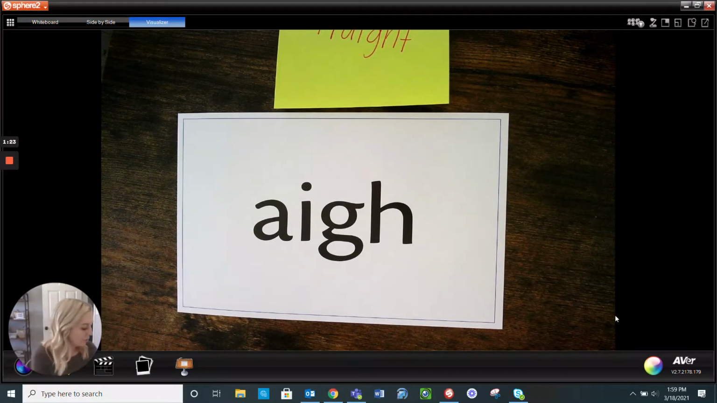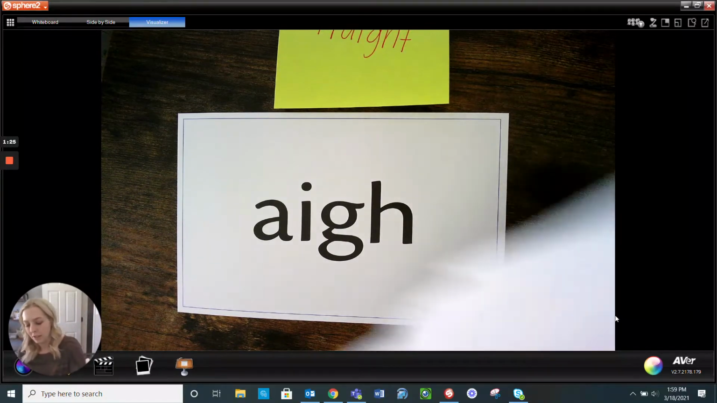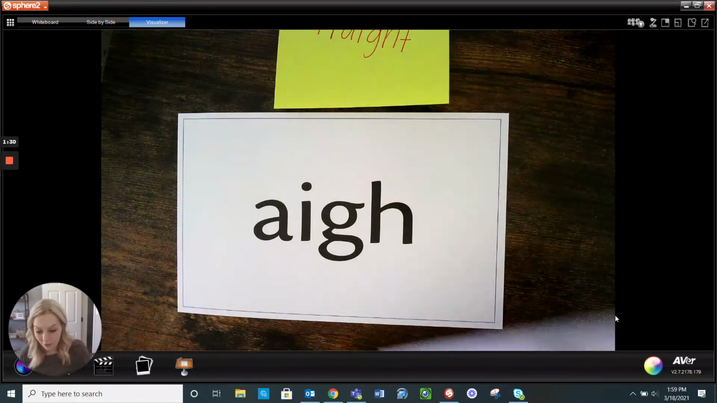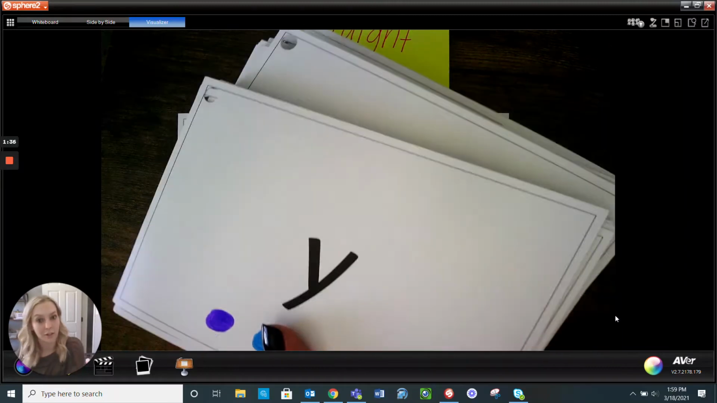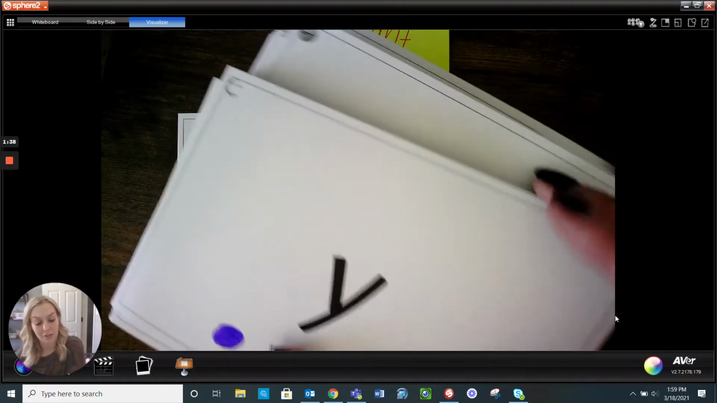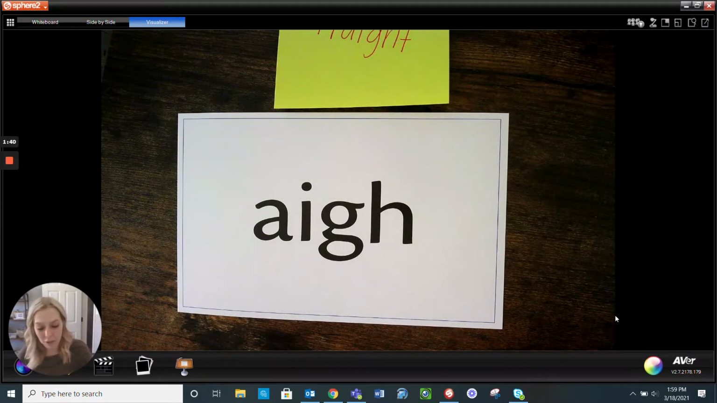Let me show you. Look at this giant stack. Those are all our basic phonogram cards. This is 75 basic phonograms. These 75 basic phonograms describe 98% of English words. And you have now learned all of the basic phonograms. We're all done.